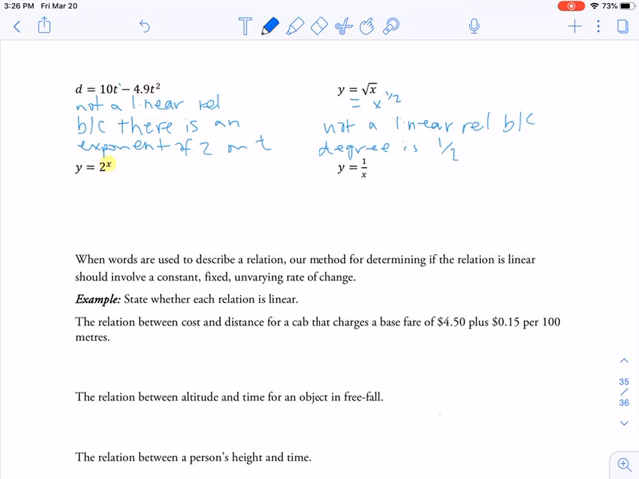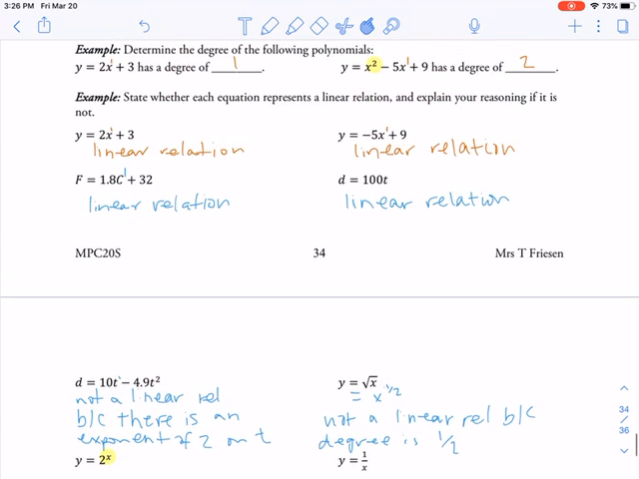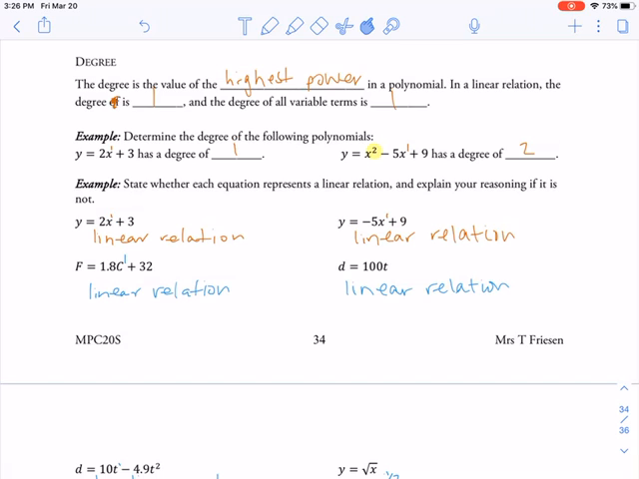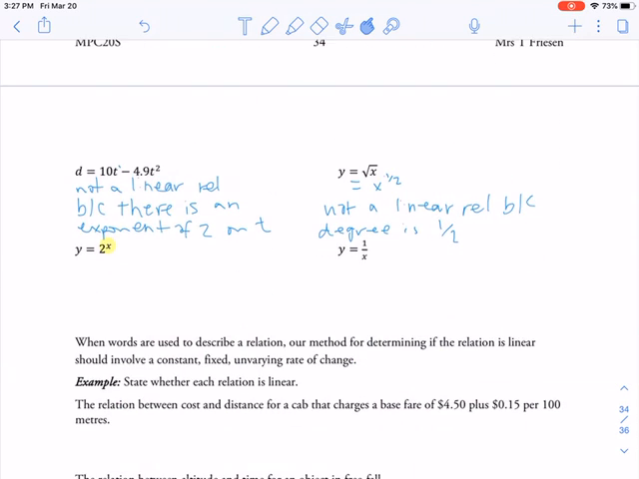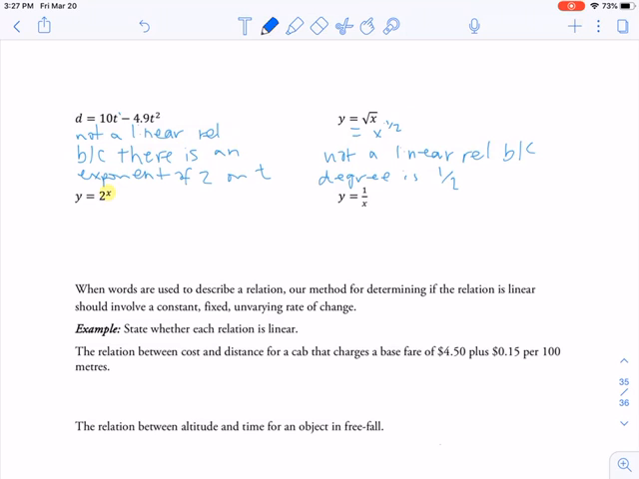And so remember that the definition of a variable is something whose value is constantly changing. Because this x up here could at some point equal 1, that's true, but since the variable's value is constantly changing, it's not always equal to 1. By the definition of a linear relation, the degree of all variable terms has to be 1. But it is sometimes 1 in this case, y equals 2 to the x, but not always. And so for that reason, it is not a linear function, okay?